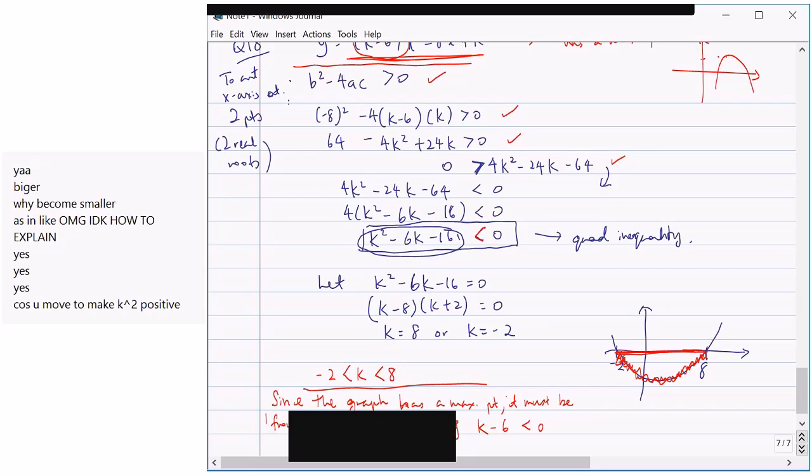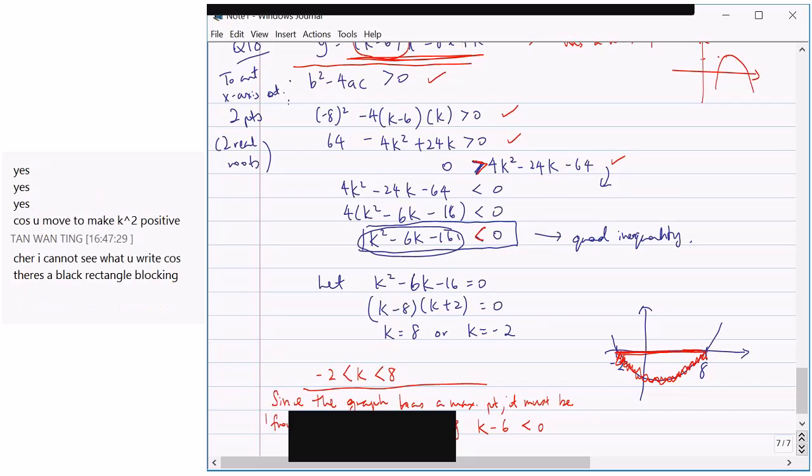Yeah, correct. So in the process of moving, you see the inequality sign still stays like that. It did not flip.